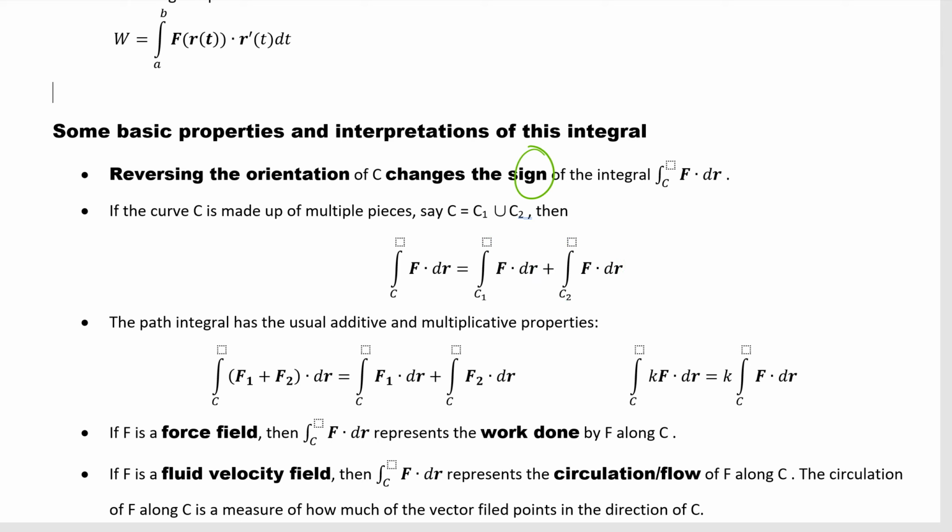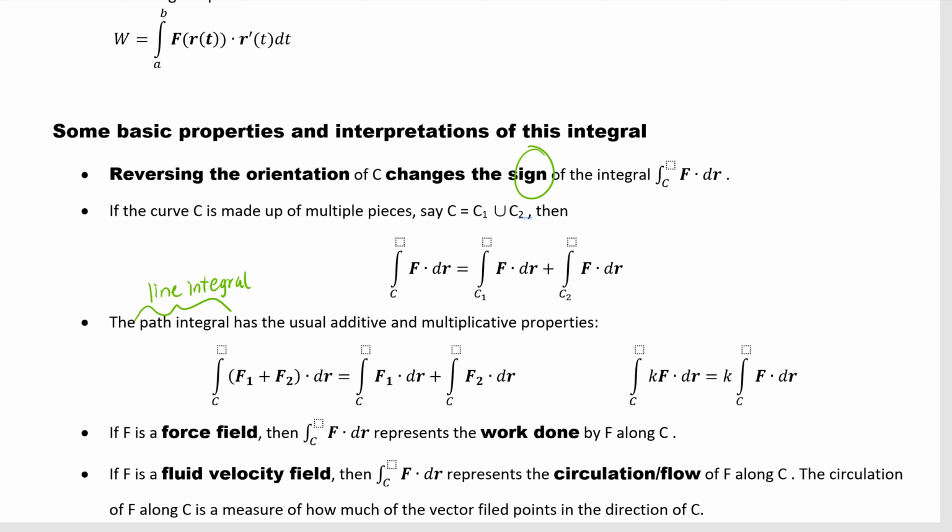Oh, by the way, they also call this line integral a path integral. So they're the same thing, same name, same thing. The path integral has the usual additive and multiplicative properties. So if we have vector fields, we can add them together, we can split them, distribute the vector field, and if we have a constant multiple, we can also pull it outside of the integral.